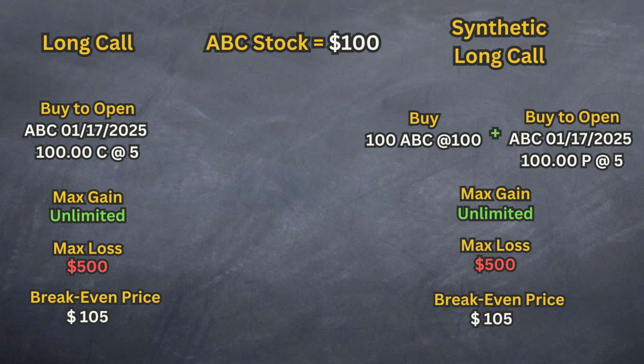However, the big difference between these two trades is how much cash you have to spend on each one. With the long call, we're only spending $500, and with the synthetic, we're spending $10,500, a difference of $10,000. This difference plays a big part in how options are priced, which we'll look at in our next example.